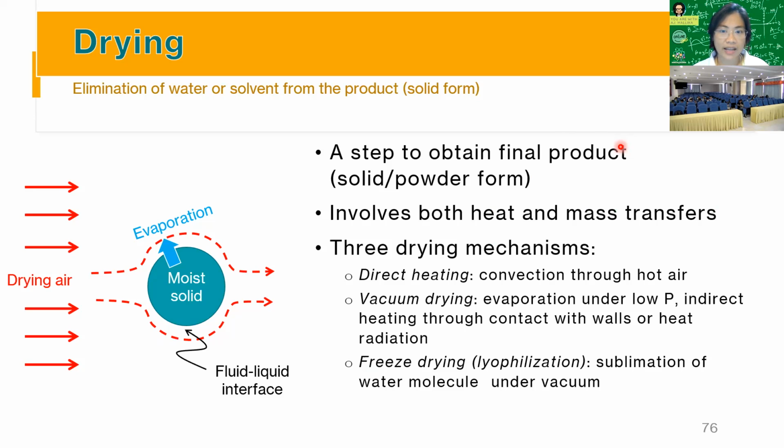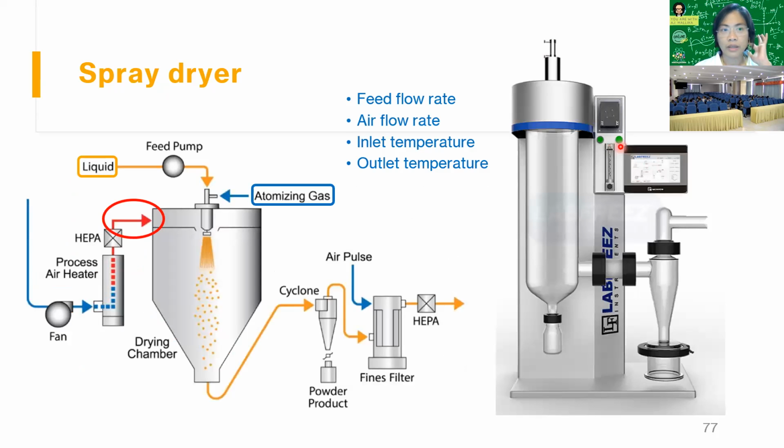There are 3 drying mechanisms. Direct heating is normal: you put things in heat and then the water evaporates. Vacuum drying helps by decreasing the evaporation temperature. And freeze drying is something that we also do in biotech. It involves the sublimation of water molecules under the vacuum.